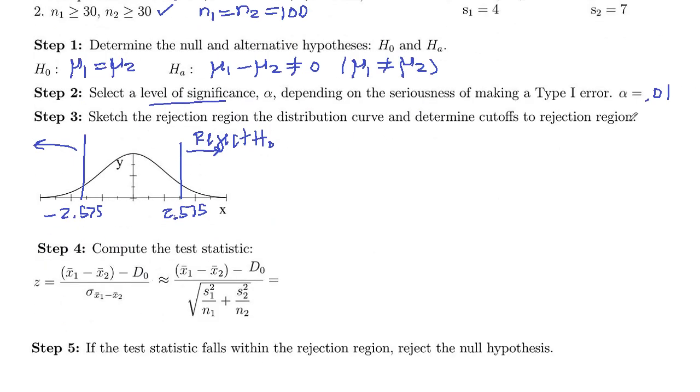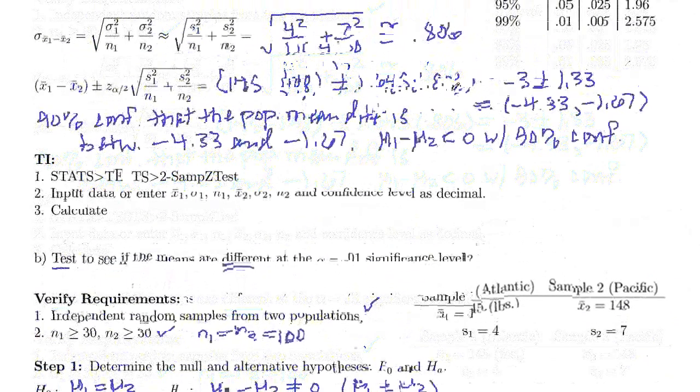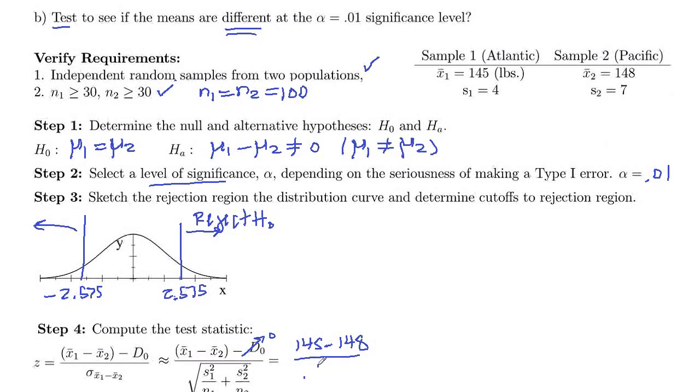Next up, we are computing that test statistic. So this is the formula brought down from up above. Our D0 is equal to 0. So in the numerator, this is just going to be the 145 minus 148. And then we're dividing by that standard deviation. We figured that up above in the confidence interval example, 0.806. And if you compute this on the calculator, you will get negative 3.72 to 2 decimal places. So that's way out here.